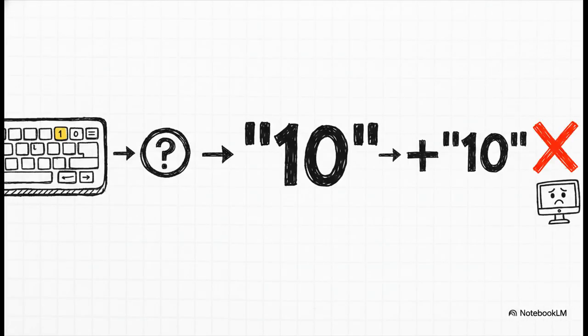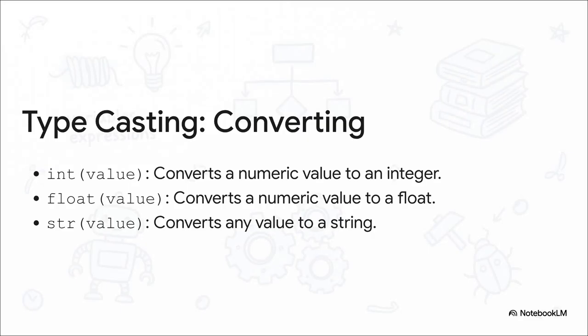Okay, listen up, because this is super important. This is a mistake everyone makes at first. The input function has no idea what you're going to type, so to play it safe, it treats everything you type as plain text, as a string. So even if you type the number 10, Python sees the text 10, not the number 10, and you can't do math with text. So how do we fix this? The solution is something called typecasting. We basically just tell Python, hey, I know this looks like text, but I want you to treat it like a number. We can use these other built-in functions, like int or float, to explicitly convert that input string into a number that we can actually use for our calculations.